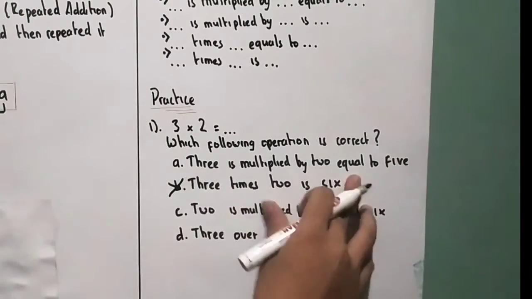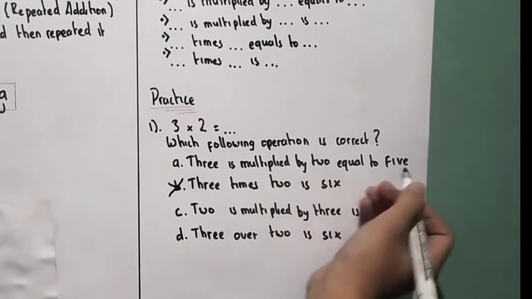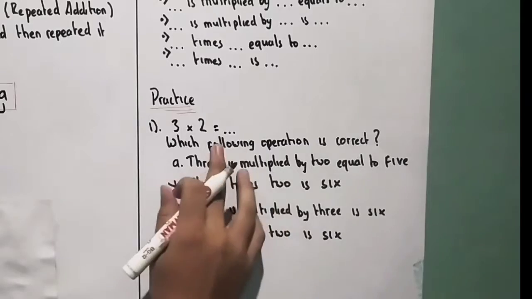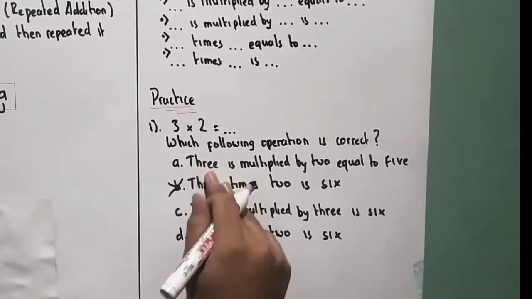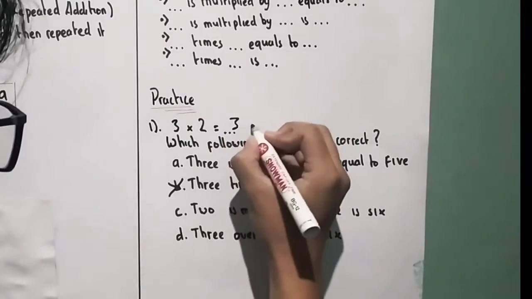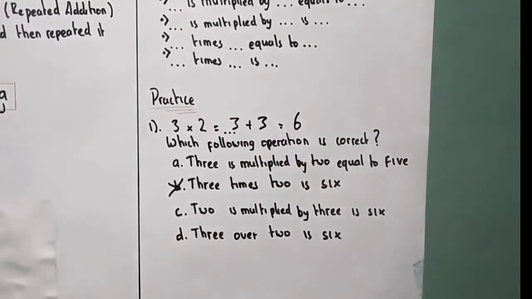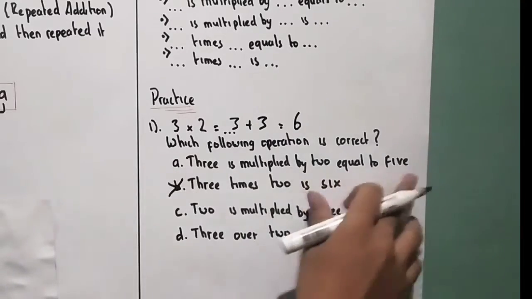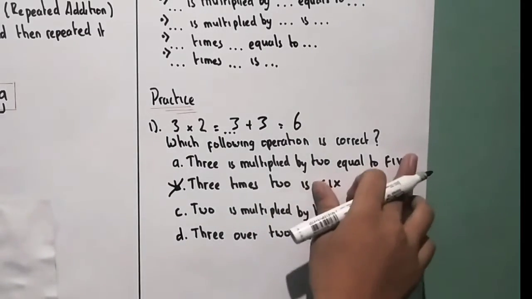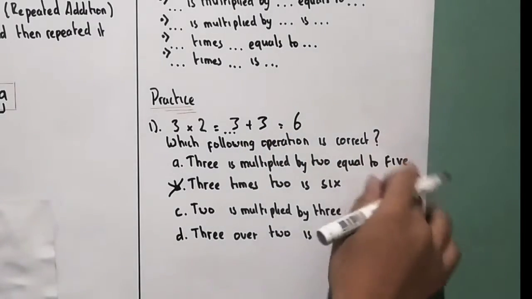Okay, let's see the option of A. 3 is multiplied by 2 equal to 5. Okay, the first we will finish the operation. 3 times 2 equals to 3 plus 3. And then the answer is 6. So, the A is wrong because the product is 5. The true is 6. So, A is wrong.